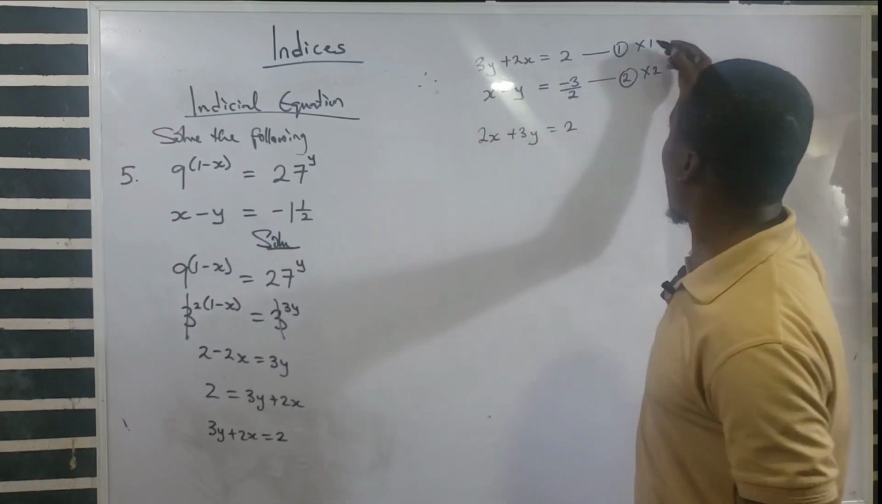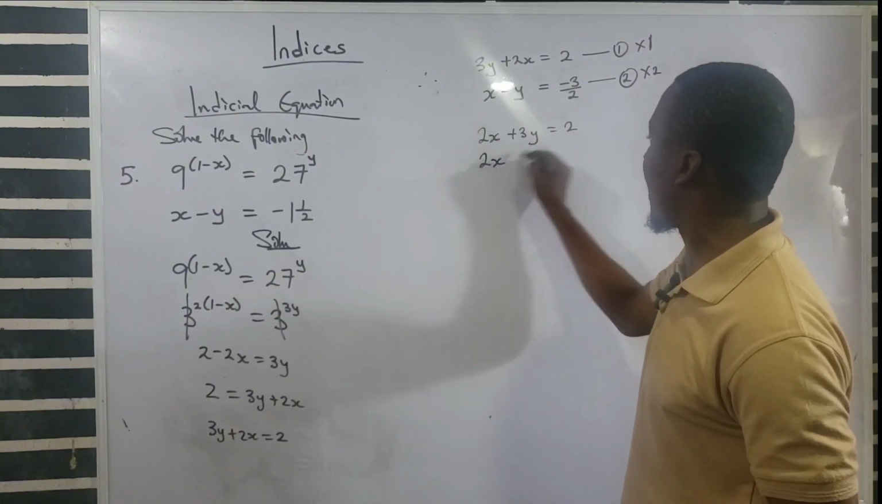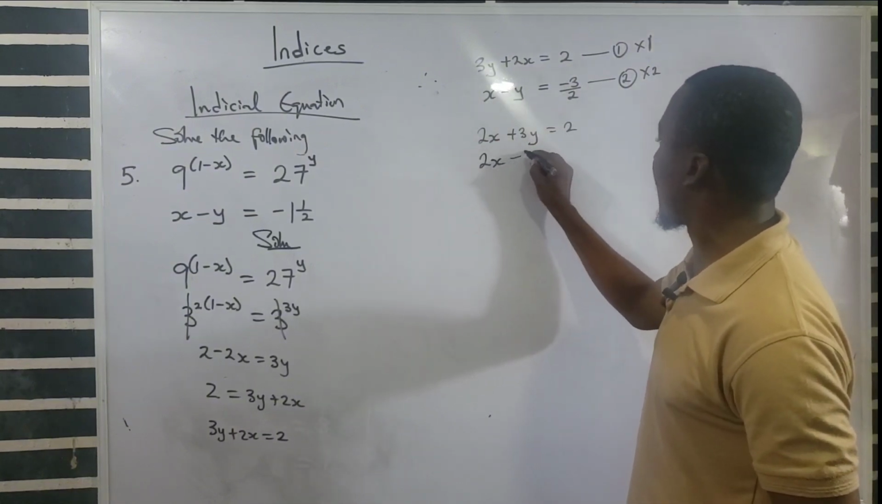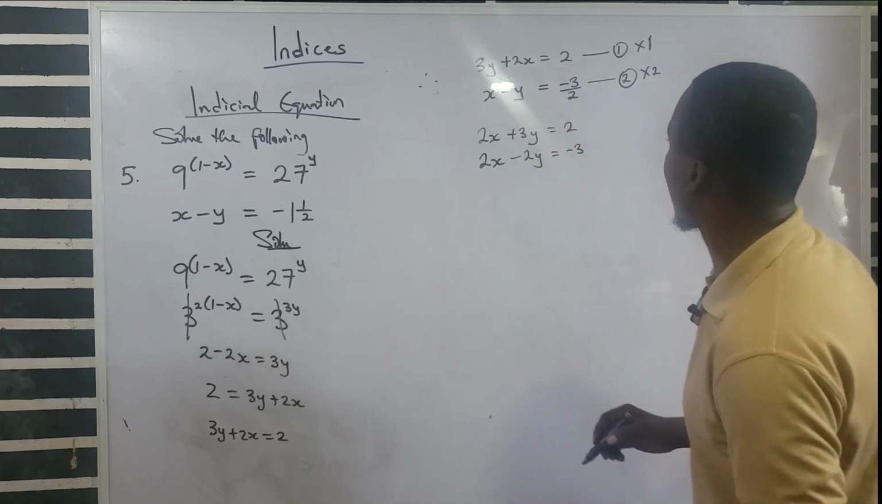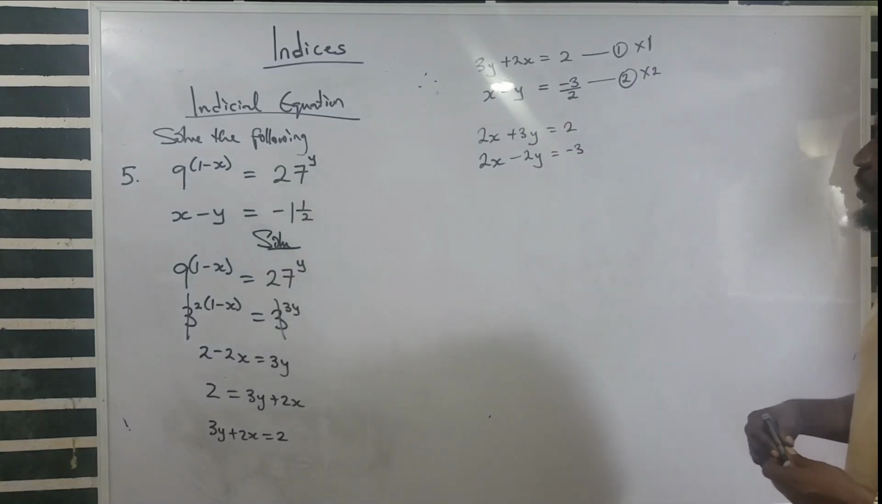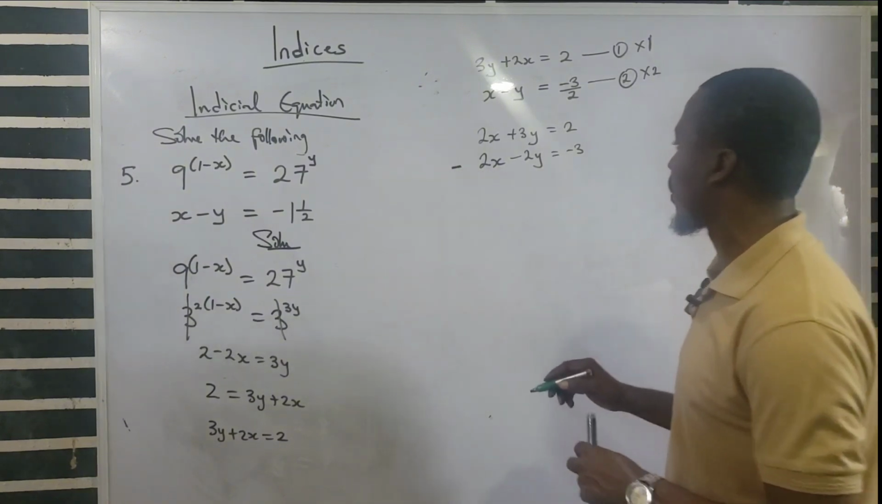It's still the same, I'm multiplying by 1. So 2 times this one will give me 2x. 2 times this one will give me minus 2y. And 2 times this will give me minus 3. Okay, so since this is what I have now, I can easily eliminate by subtracting.